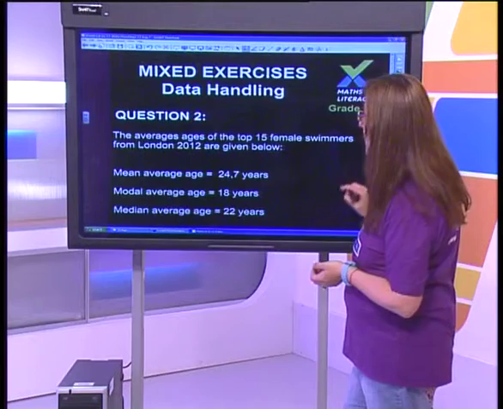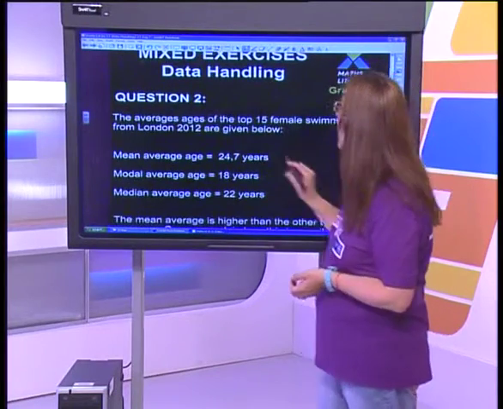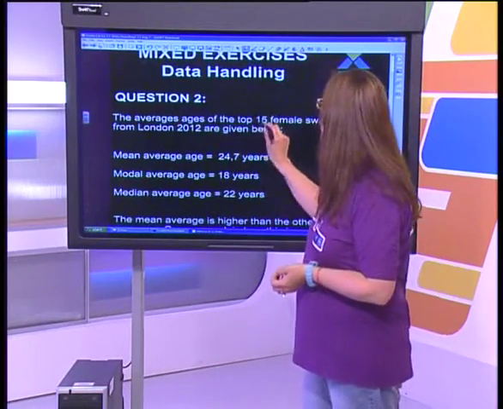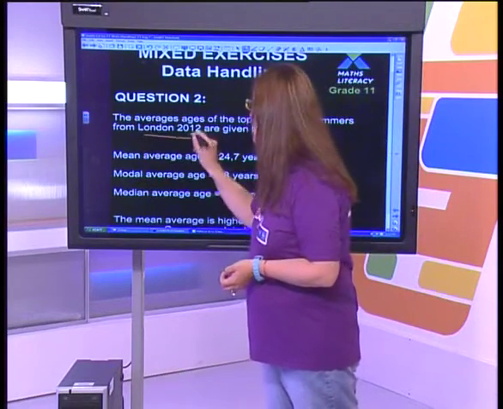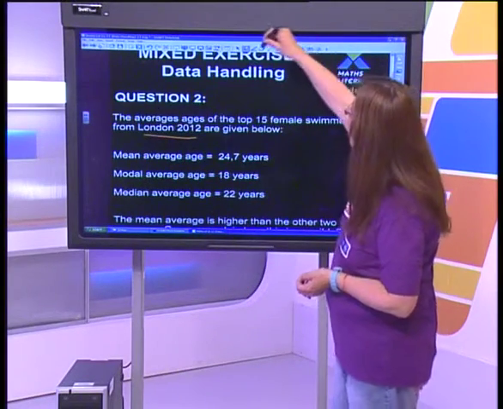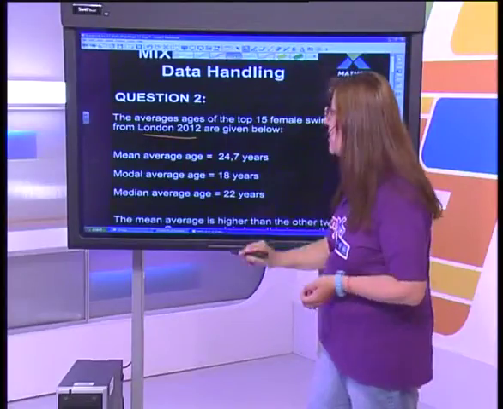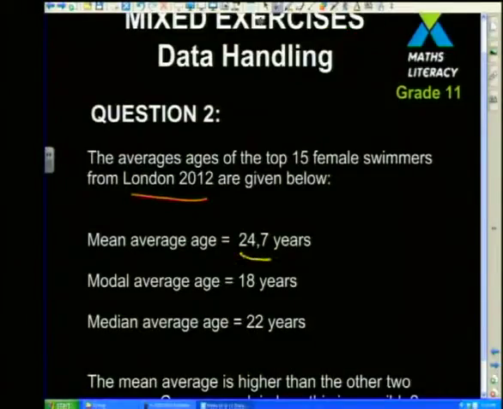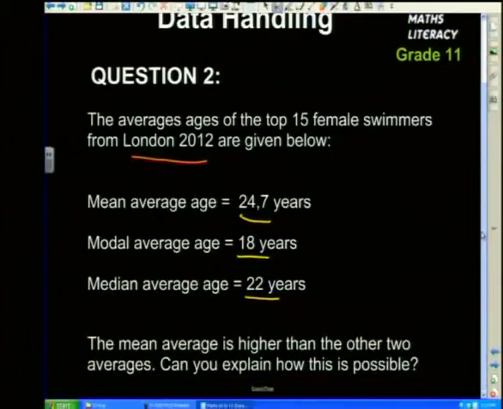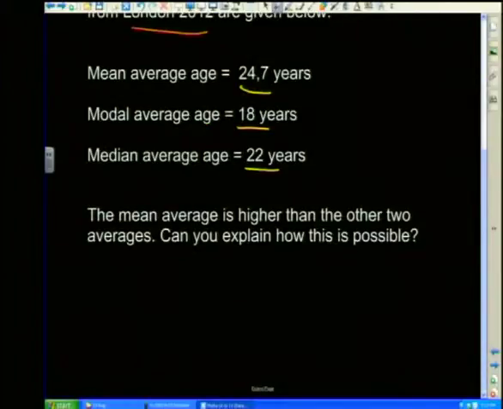Okay, let's move on to our next question. The average age for the top 15 female swimmers from London 2012 are given below. So what do we know about the ages of our swimmers? The mean age was 24.7 years. The modal age was 18 years, and the median age was 22 years. So those are quite interesting statistics. The mean average is higher than the other two averages. Can you explain how this is possible?